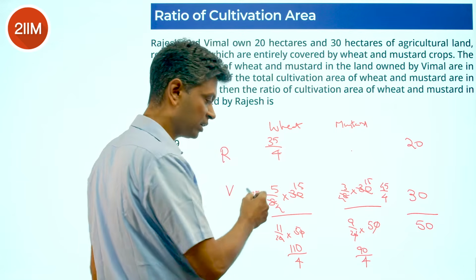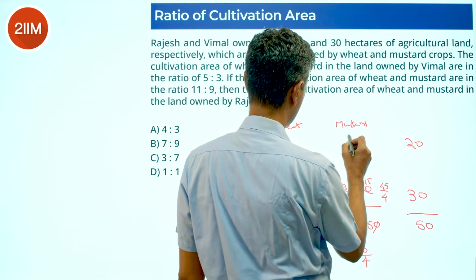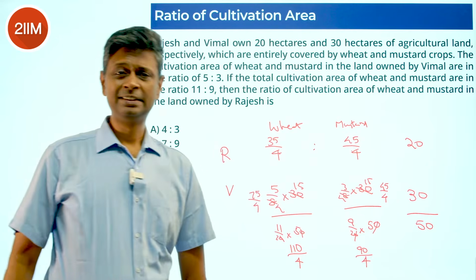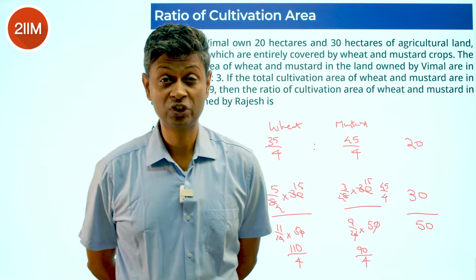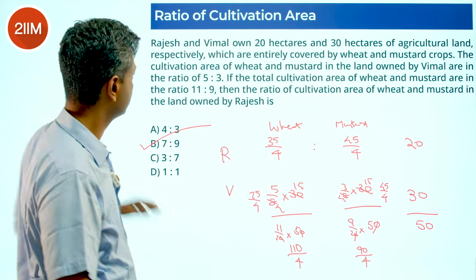110 by 4 minus 75 by 4. This minus this, 90 by 4 minus 45 by 4. This is 45 by 4. We want to find this ratio. 35:45, 7:9. Hopefully that's there in our choices. Done. There. Through.